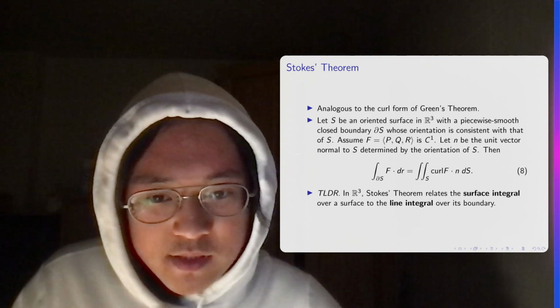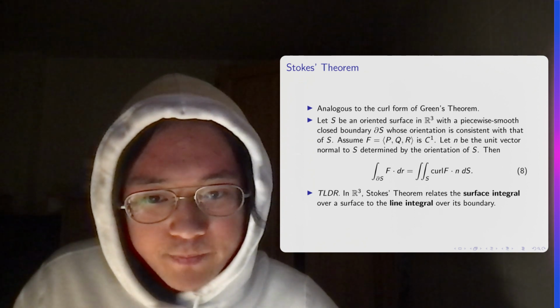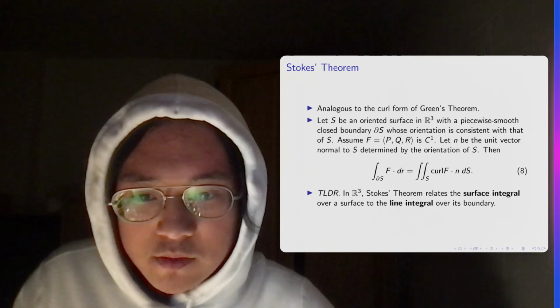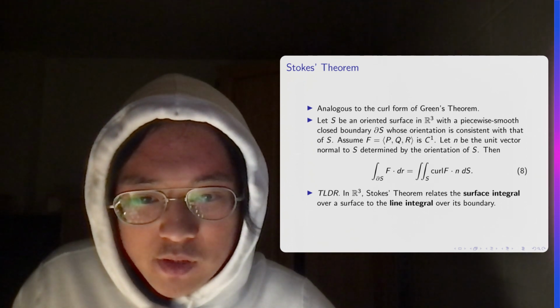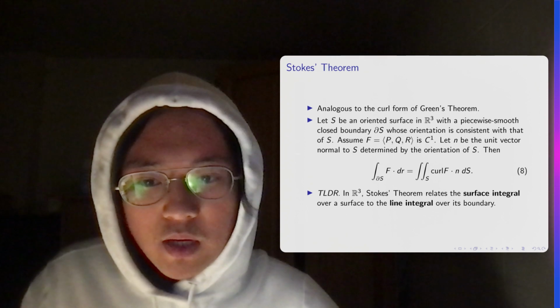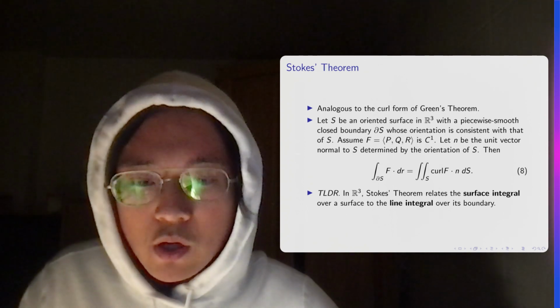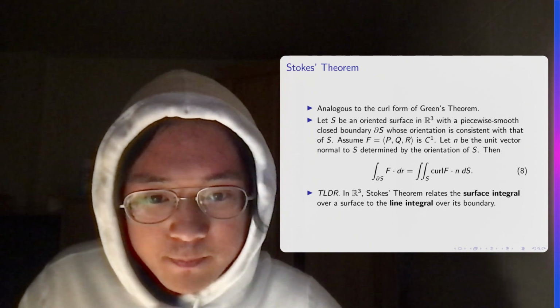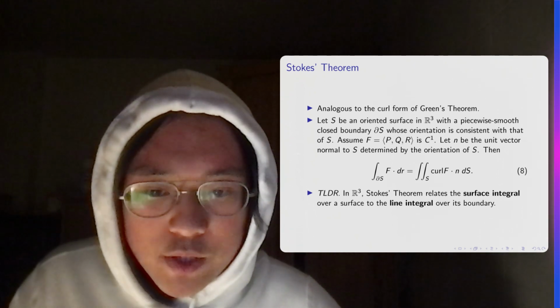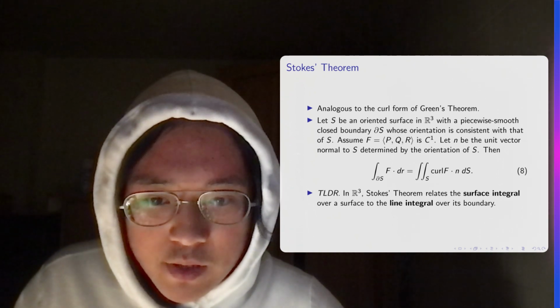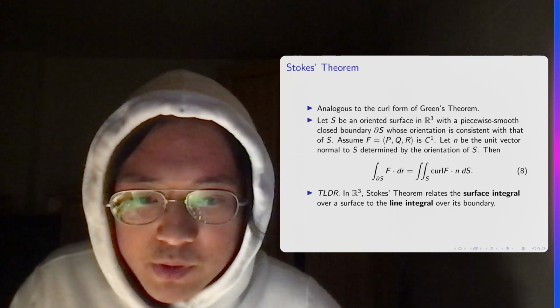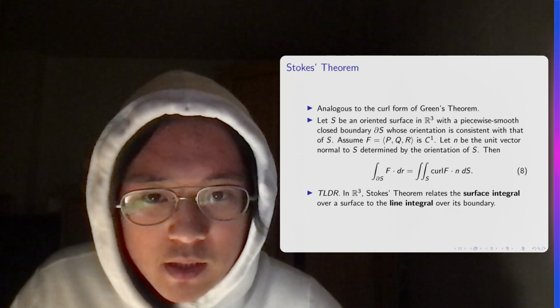So we keep the left-hand side the same as Green's theorem, but on the right-hand side, instead of integrating curl f over a given region in R2, we're now integrating the component of curl f that is normal to the surface over the given surface in R3. So when you're having trouble remembering Stokes' theorem, just think of Green's theorem, but do it on the surface instead of on a plane.